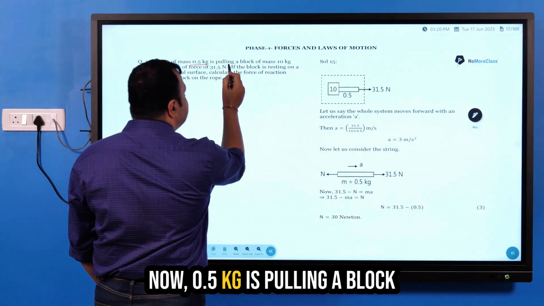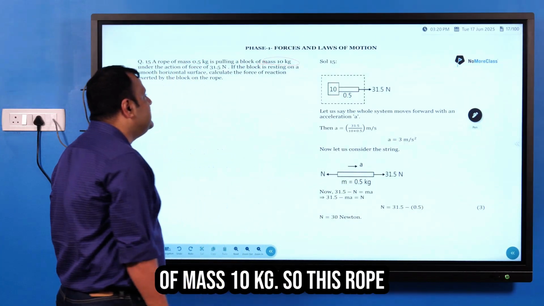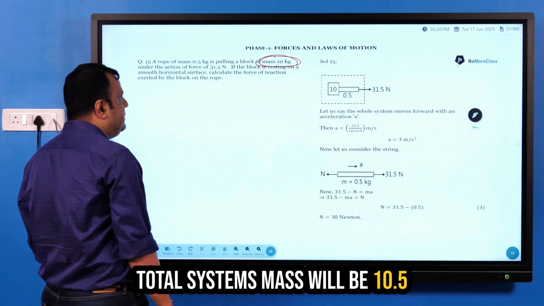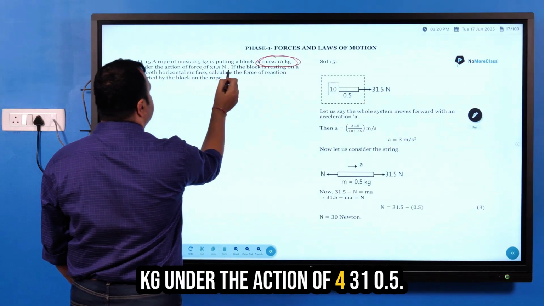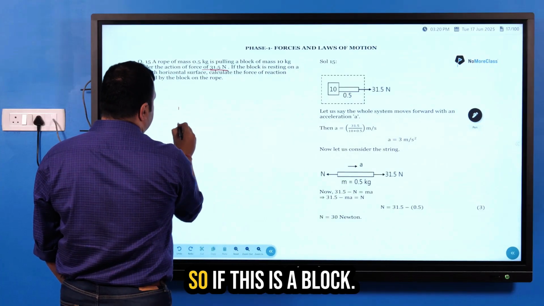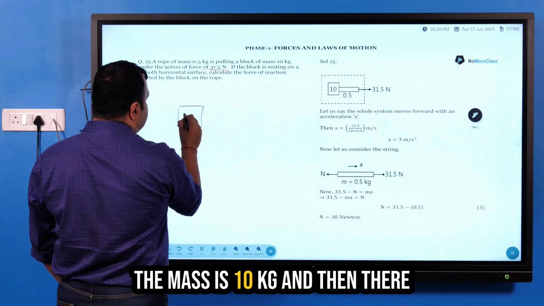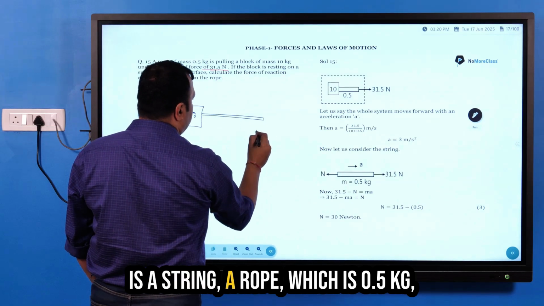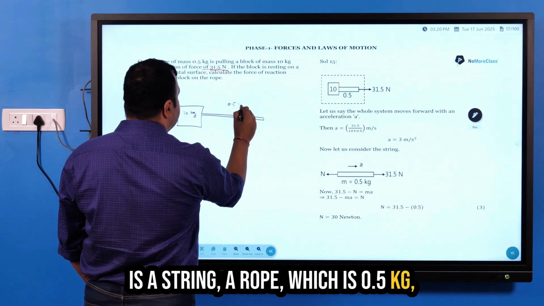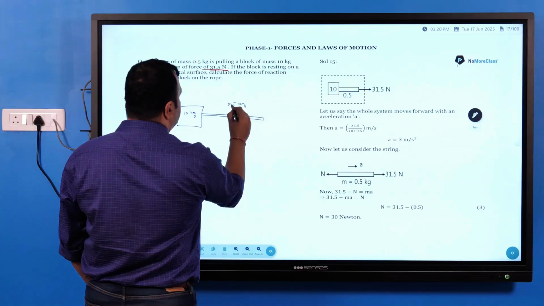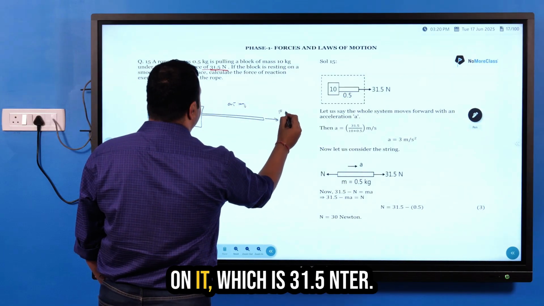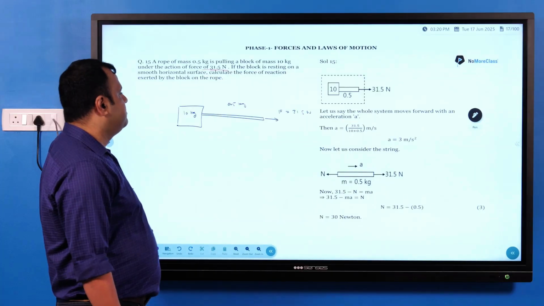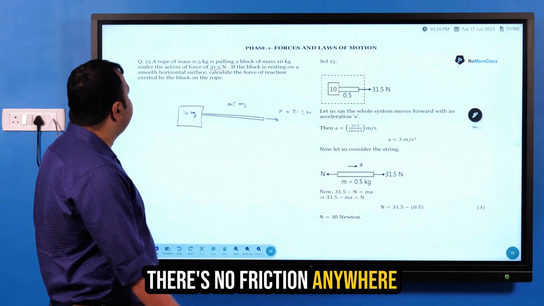Now, the 0.5 kg rope is pulling a block of mass 10 kg. So this rope is pulling a mass of 10 kg. Total system's mass will be 10.5 kg, under the action of force 31.5 Newton. So this is a block, the mass is 10 kg, and then there is a string, a rope, which is 0.5 kg. And there is a force acting on it, which is 31.5 Newton. There is no friction anywhere.